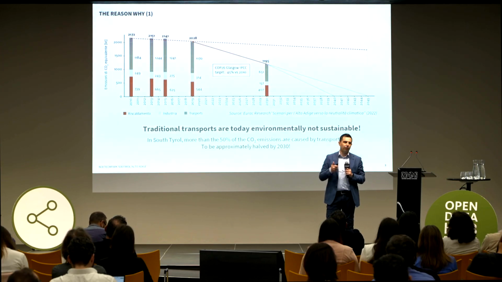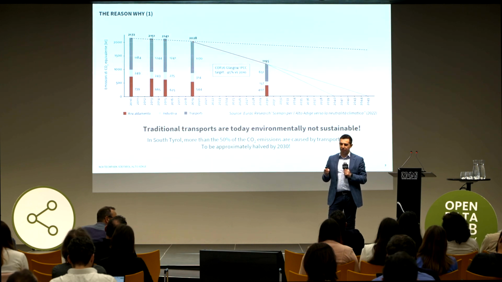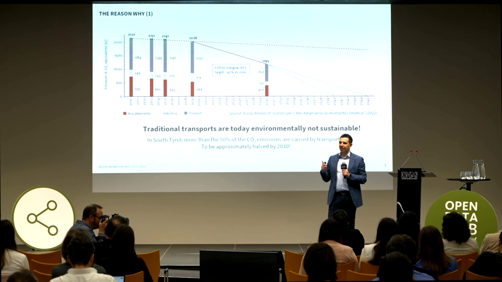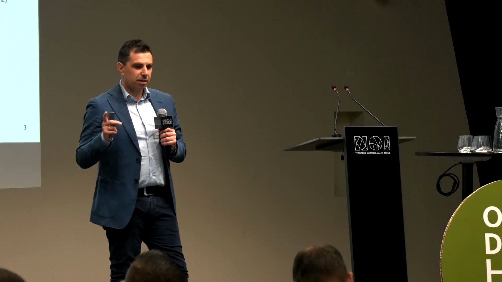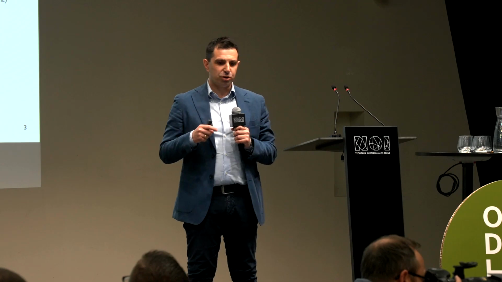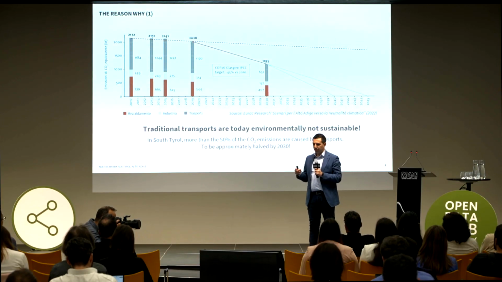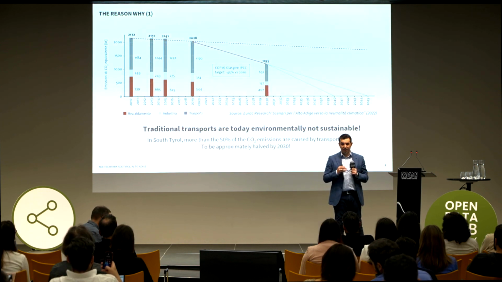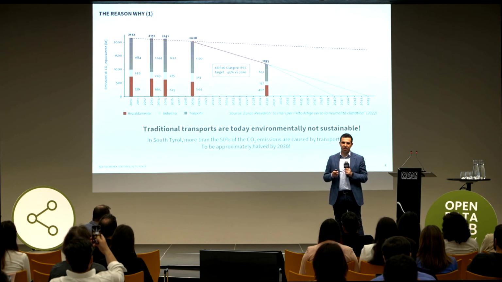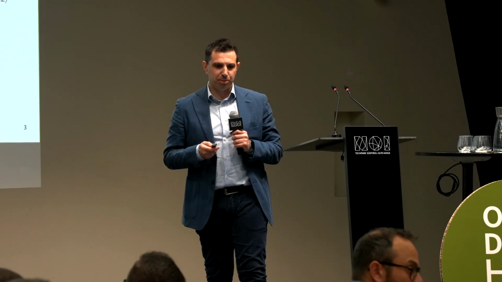So the reason why. First point, we have a dramatic situation in the field of climate change, and we know mobility is the biggest problem of all. This is a slide from a study done by EURAC, a very recent study, and you can see here that transportation is the main problem we have to address. More than 50% of the CO2 emissions are caused by transportation, and the target is that before 2030 we have to nearly halve the emissions. So it is very, very challenging. We have to dramatically change the way we think about transportation and mobility.